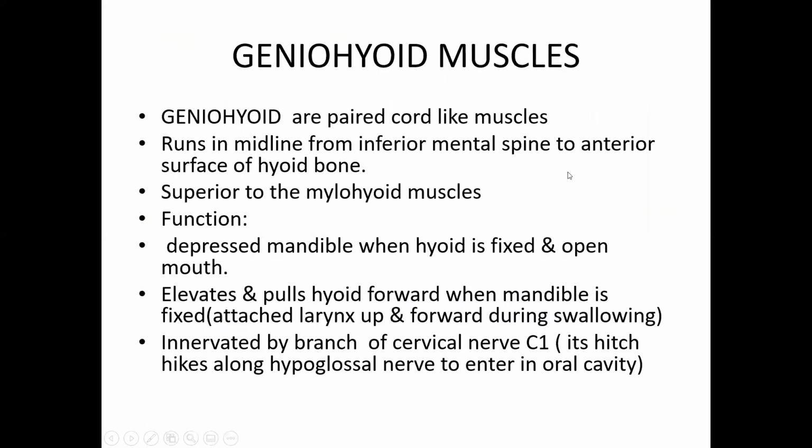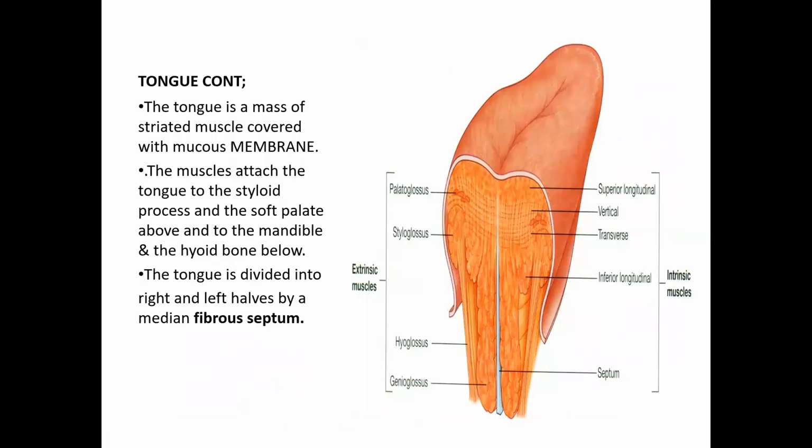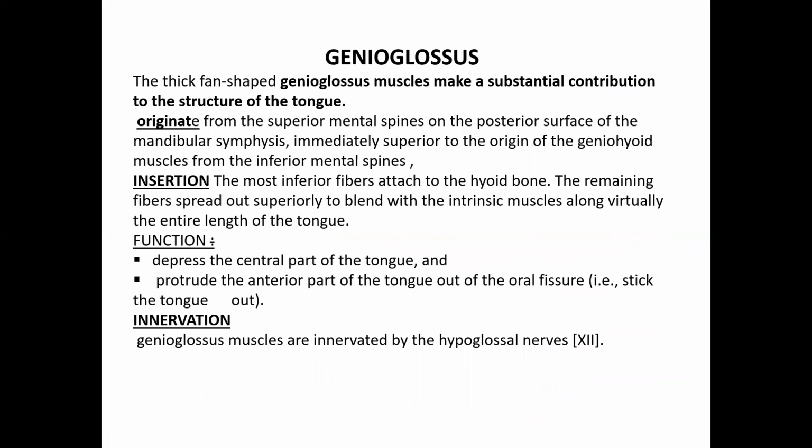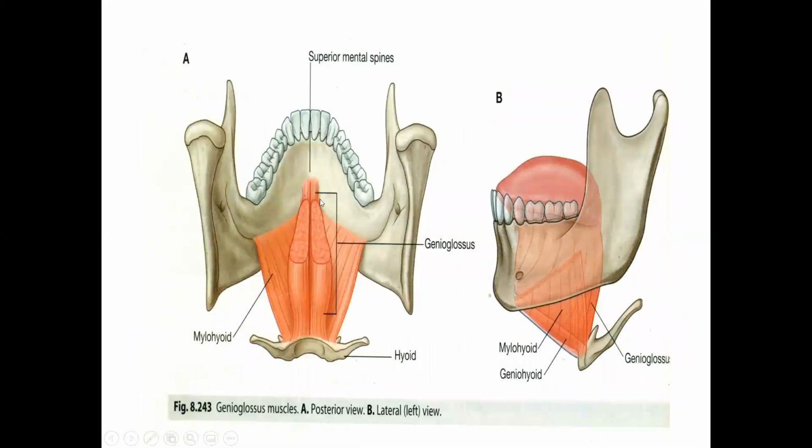While the genioglossus muscle is a muscle of the tongue. It makes the bulk of the tongue, and it takes origin from the superior mental spine of the mandible, and it is inserted on the body of the hyoid bone.